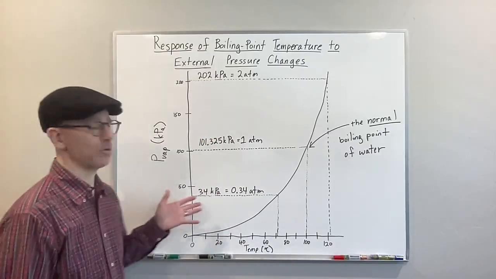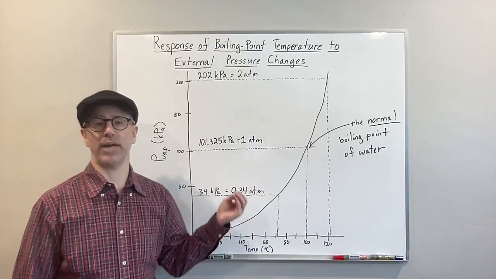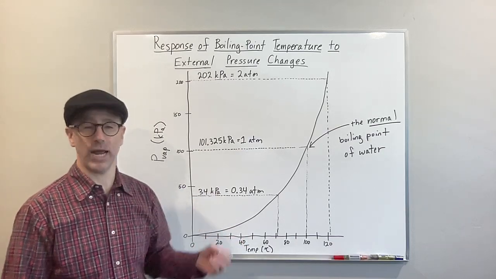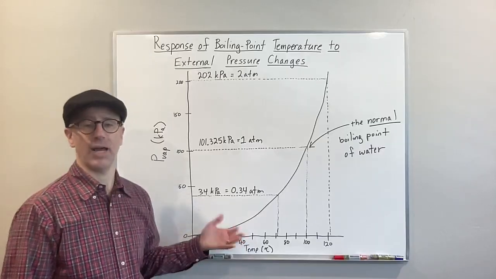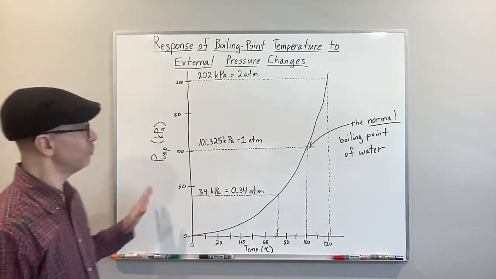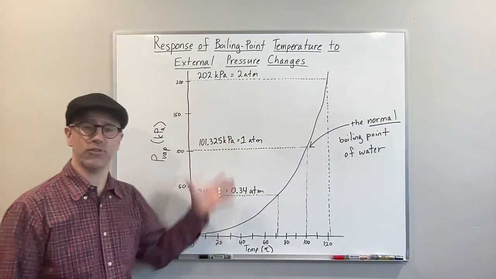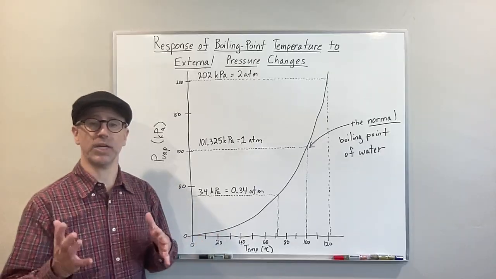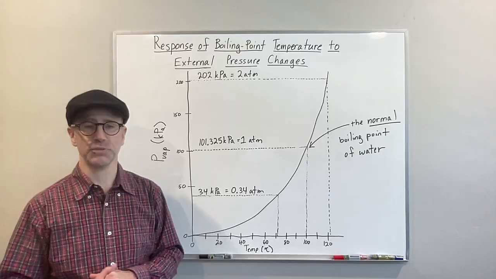So anytime you're given a boiling point without a reference to an atmospheric pressure, then it's assumed to be the normal boiling point at 1 atmosphere. Otherwise, you would have to report the atmospheric pressure if it's not at 1 atmosphere, right? So that's the use of this graph. I hope this use of graph was helpful in explaining the relationship between the boiling point temperature and the external pressure changes.